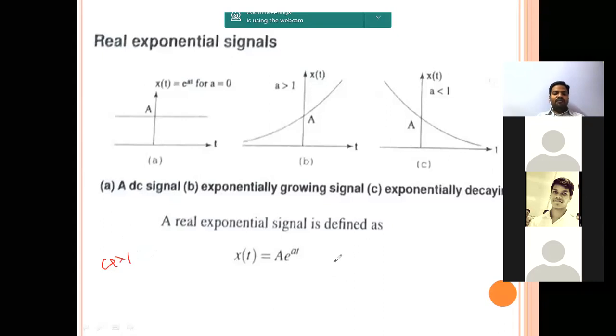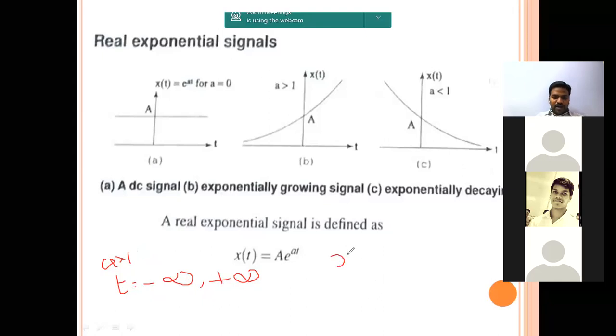Now what you will get if you consider A greater than 1 and T varying from minus infinity to plus infinity? You must vary T from minus infinity to plus infinity, keeping A greater than 1. This is a constant value. What happens if we substitute T is equal to minus infinity?